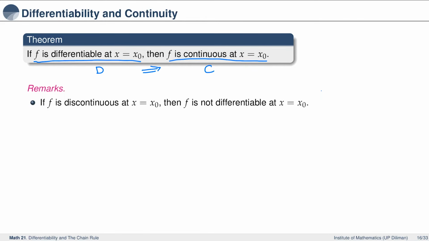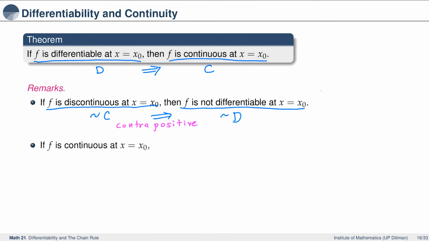So D implies C. If you remember, the implication is equivalent to its contrapositive. In other words, if the implication is true, because the theorem is true that D implies C, it is also equivalently true that the negation of C implies the negation of D. That is called its contrapositive. Thus, because the theorem is true, it is always true that if a function is discontinuous at x equal to x naught, then it is not differentiable at x equal to x naught.